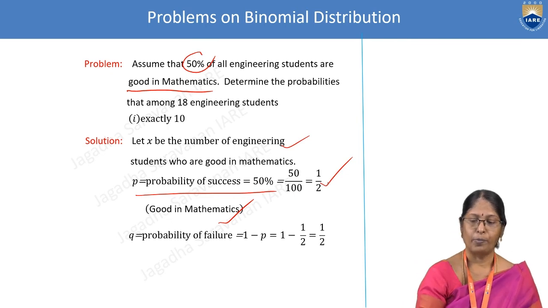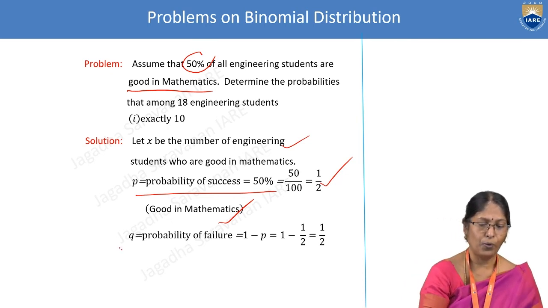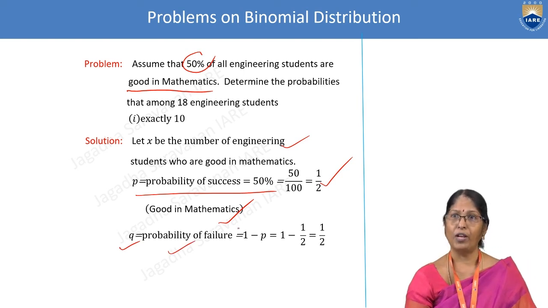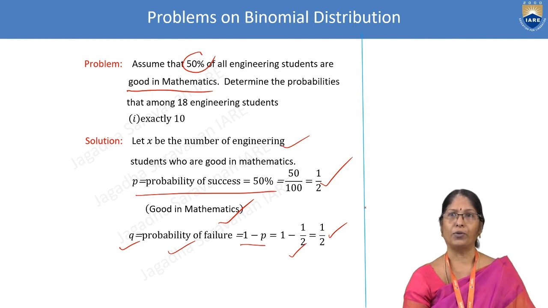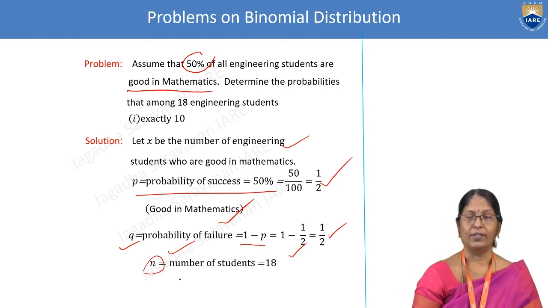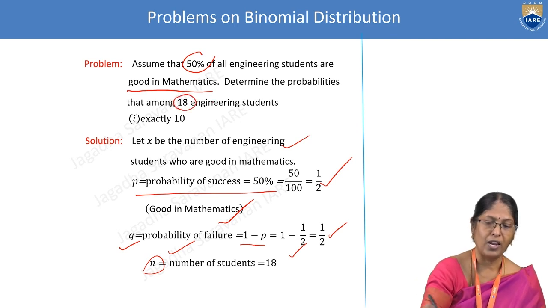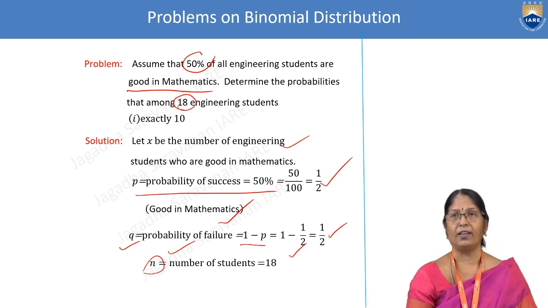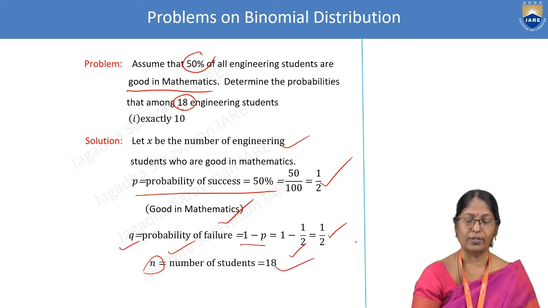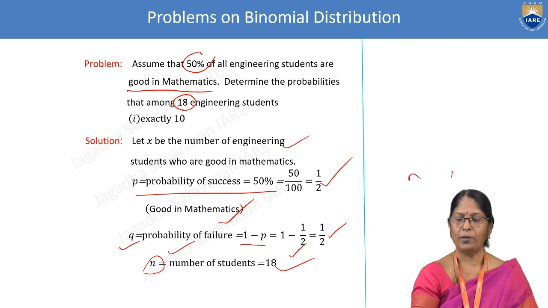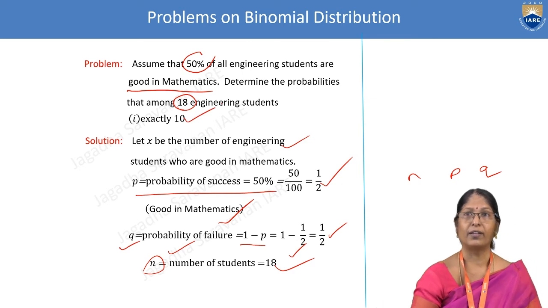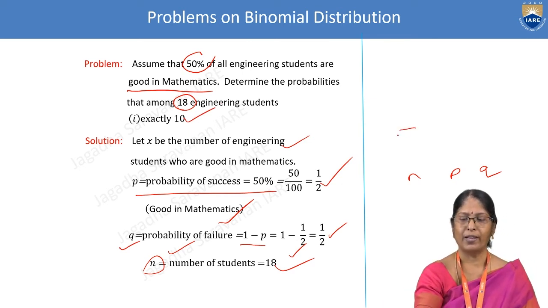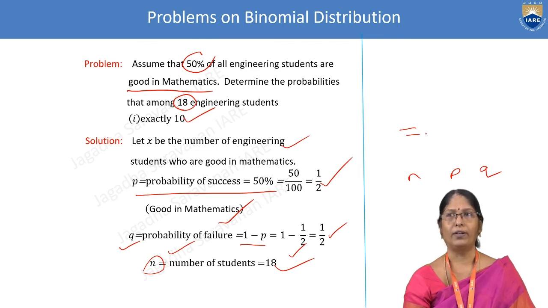The probability of success is 1 by 2. Q equals the probability of failure, that is 1 minus P, which is 1 minus 1 by 2, equal to 1 by 2. Now N: they told us 18 students, so N equals 18. So we have N, P and Q. X is our specific target. Exactly mathematically means equal, so X equals 10.